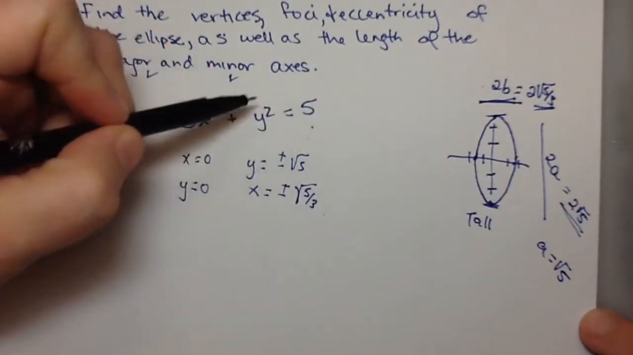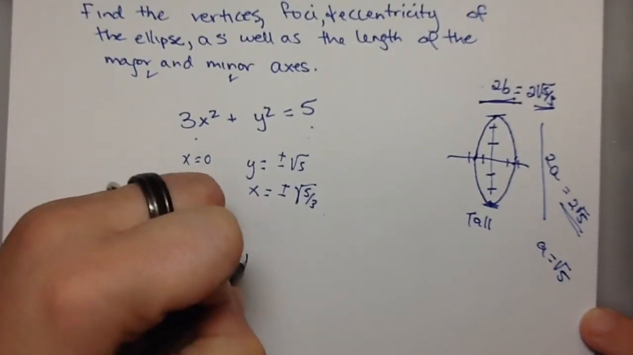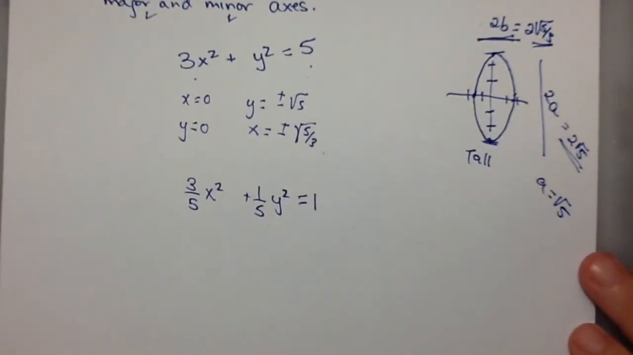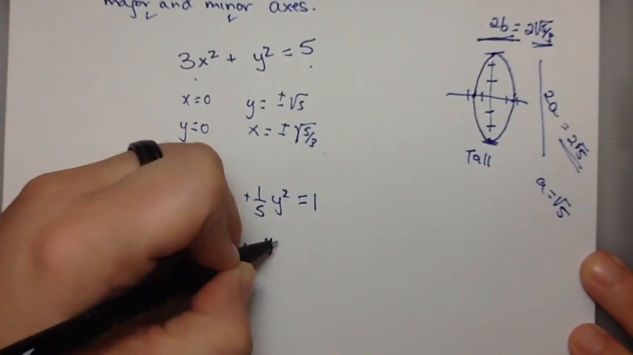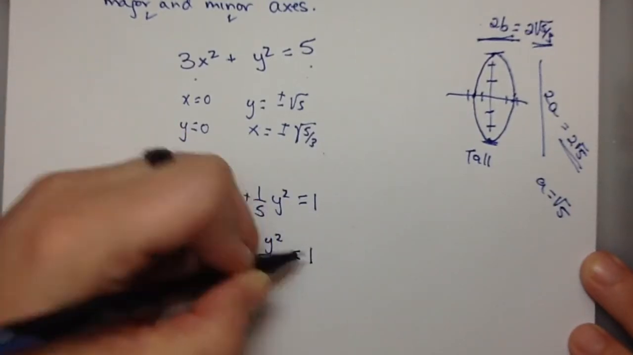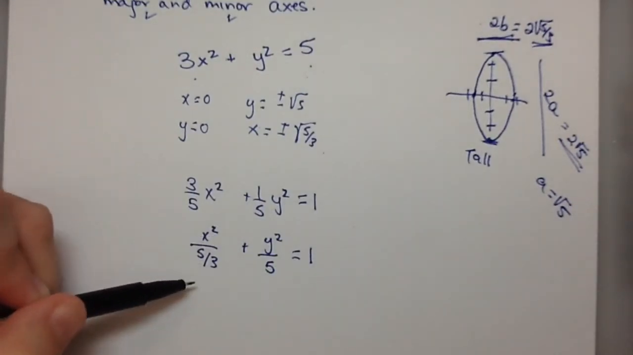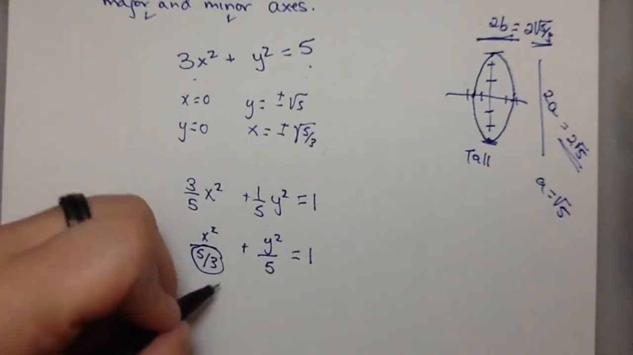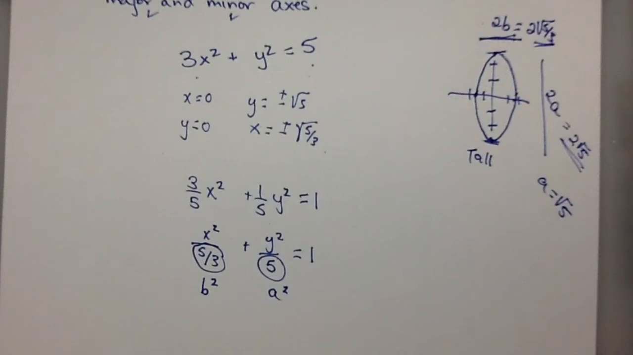So we're going to divide everything by 5. So 3/5 x squared plus 1/5 y squared equals 1. Okay, so this is x squared divided by 5/3, and this is y squared divided by 5. All right, now normally we think of this as x minus h over a, but that's in a wide ellipse. So this is not a squared, this is b squared. And this is a squared.